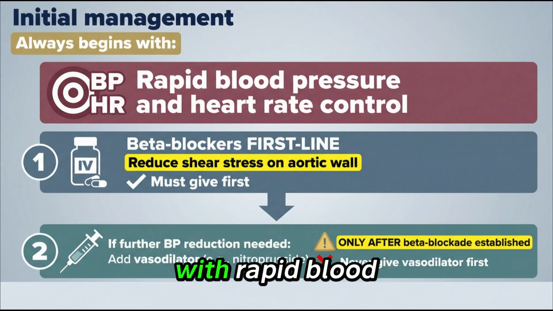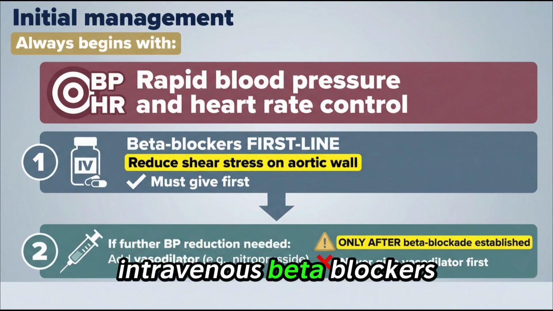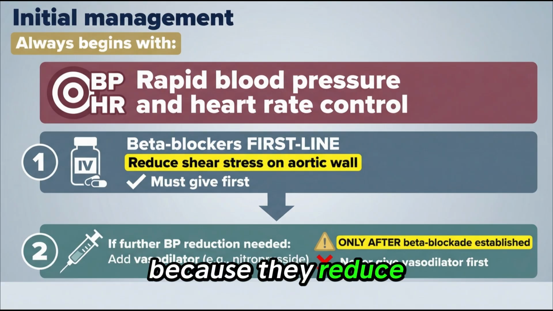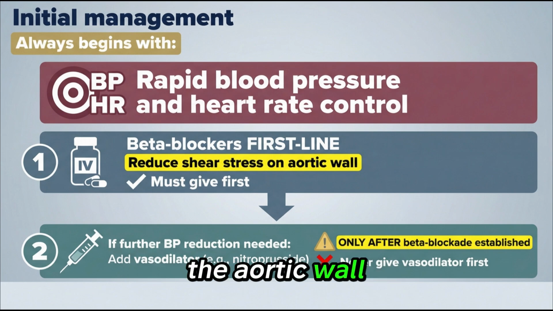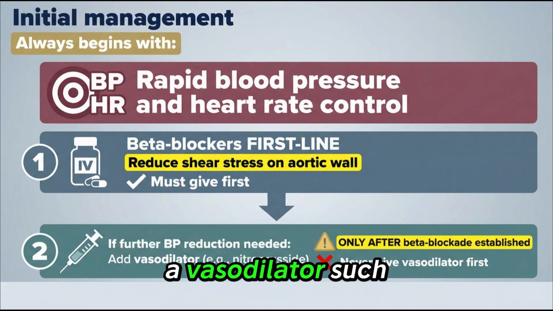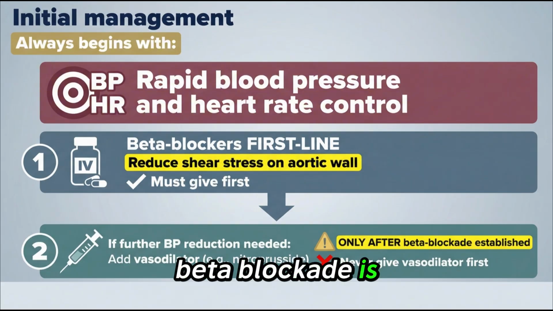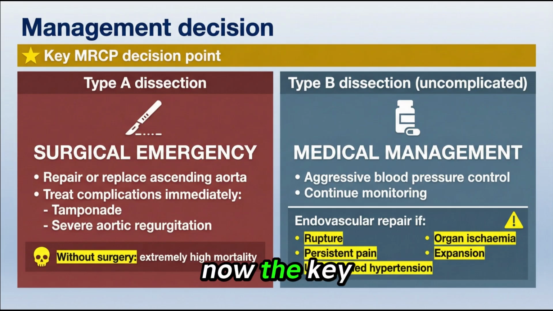Management always begins with rapid blood pressure and heart rate control. Intravenous beta blockers are first line because they reduce shear stress on the aortic wall. If further blood pressure reduction is needed, a vasodilator such as nitroprusside can be added, but only after beta blockade is established. Now the key MRCP decision point.